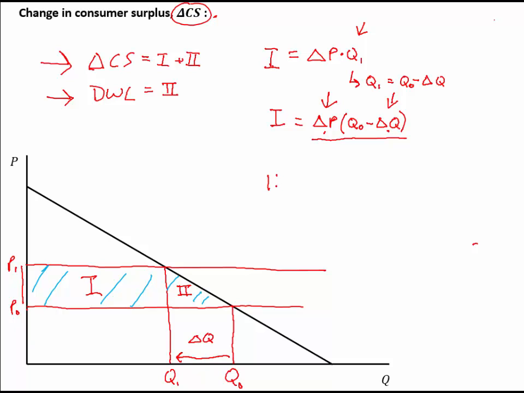Finally, area 2 is just the area of a triangle, which is 1/2 times its base, which is delta Q, times its height, which is delta P. Again, delta Q, something we have an expression for, delta P, something we already know. That's the whole story of how we use elasticities of demand to make quantitative predictions about the impacts of a policy.